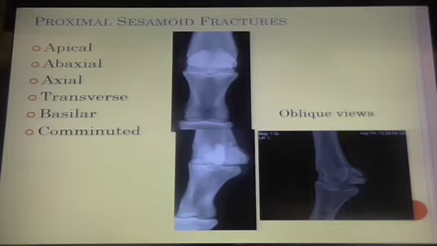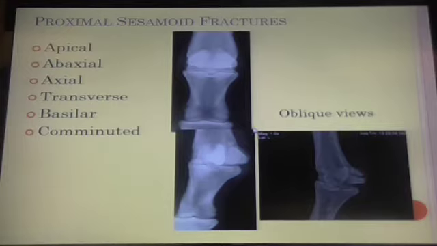So now I have a question for you. This oblique view here, both of these are oblique views. This one just confirms that the proximal apical fracture of the proximal sesamoid bone is projected on the oblique view here. But let's talk about this one. That's a transverse fracture of the proximal sesamoid bone.